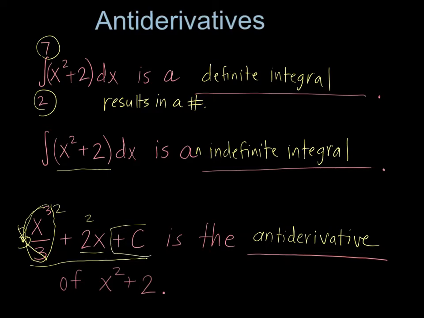And this plus c just means if I had a plus 11 there, the derivative of that is 0. If I had a plus 55 there, the derivative of that is 0. When we take antiderivatives, we're going to put a plus c on the end of them to represent the fact that any constant could have been there. The derivative of that is 0. And that means there are infinitely many functions that could serve as the antiderivative of a function like x squared plus 2.